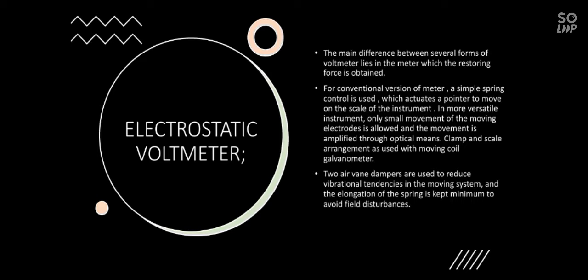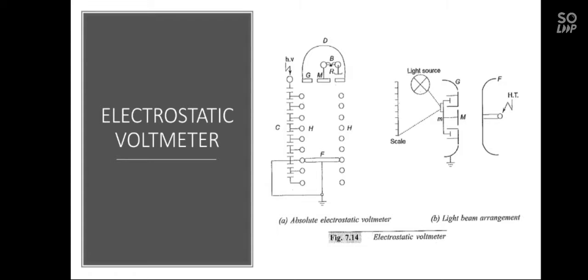For the conventional version of the meter, a dimple spring control is used, which causes a pointer to move on the scale of the instrument. With more versatile instruments, only a small movement of the moving electrode is allowed, and the movement is amplified through optical means. A lamp and scale arrangement is used with a moving coil galvanometer. Two air vane dampers are used to reduce vibrational tendencies in the moving system, and the elongation of the spring is kept minimum to avoid field disturbances.